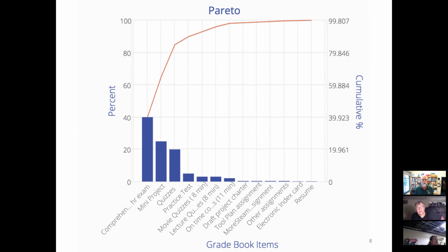So if you remember sort of as far as our class goes, we've got a comprehensive exam for this class. Now this is for the green belt students and for the black belt students. It's worth 40%. So here we are at the 40% level. We've got a mini project that's worth 25% of your grade. We've got the online quizzes from MoreSteam, which are worth 20% of your grade. There are actually 11 of those. We've got a practice test that's worth 5%.